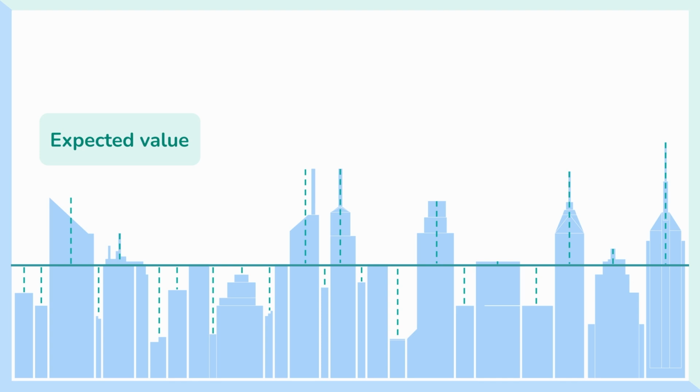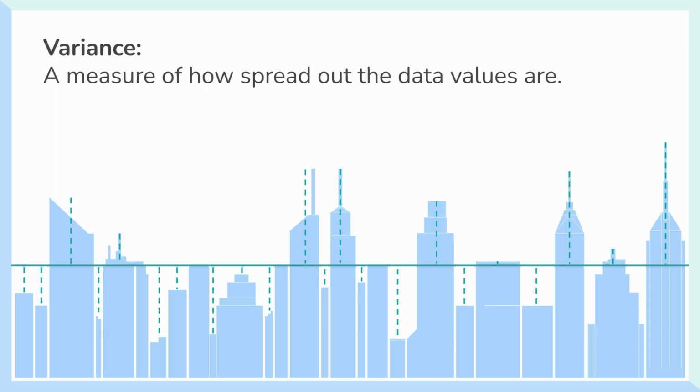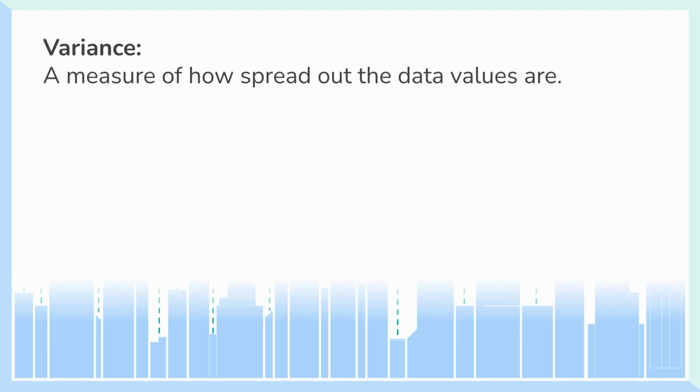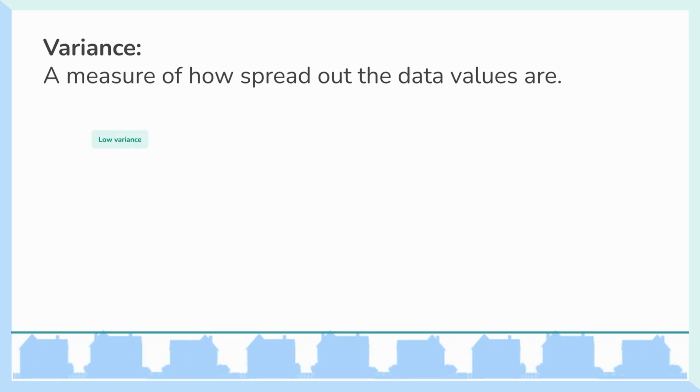To find out how much a typical value in the dataset differs from the expected value, we can calculate the variance. The variance is one way to measure how spread out the data values are. In this case, the variance would be high, since the heights are pretty spread apart. But the variance of the heights of houses in a suburb would be pretty low, since the heights are more uniform. Did you know there is another way to measure how spread out these values are?